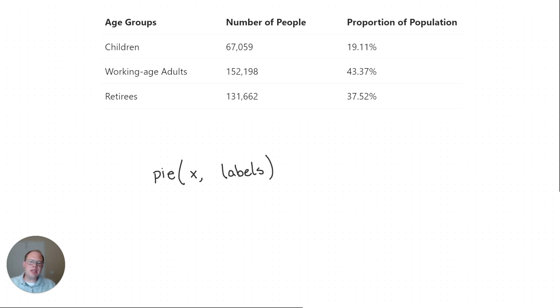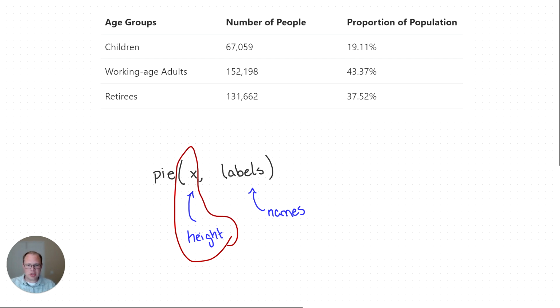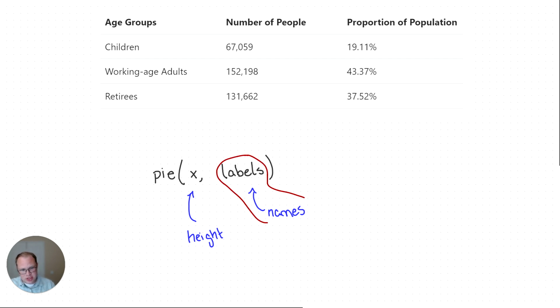Okay? When we did bar charts and we plugged into the bar plot function, instead of x, we use the word height. Instead of labels, we use the word names. Okay? But it means exactly the same thing here. Whatever it is, this just tells you how big that piece is going to be. And this is just telling you what to call it. So we can actually use exactly the same lists of values that we used for the bar plot function.